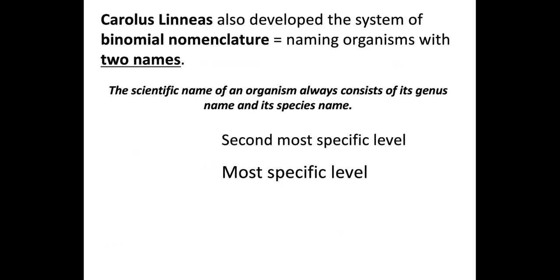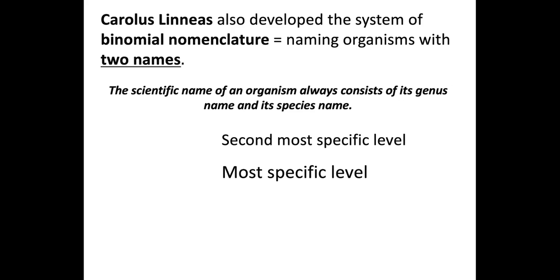Something else that we need to know about this is this term up here, which is also part of vocab. He also developed this system of binomial nomenclature, which is how we name organisms using two names. Bi means what? Two. So that's where we get our two names from.